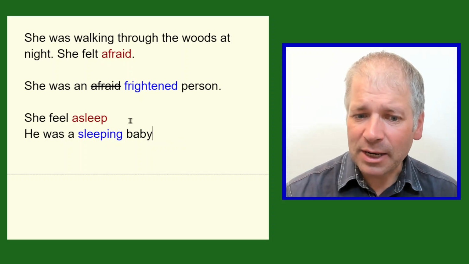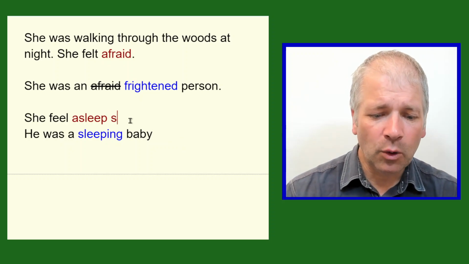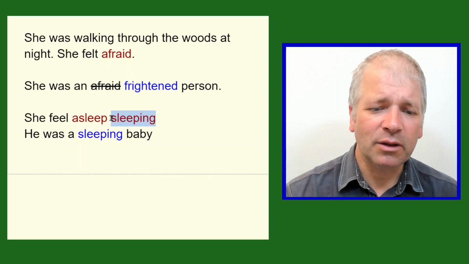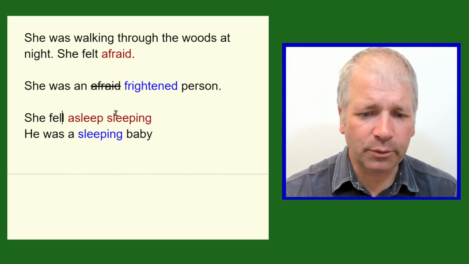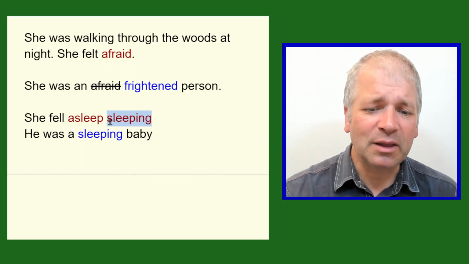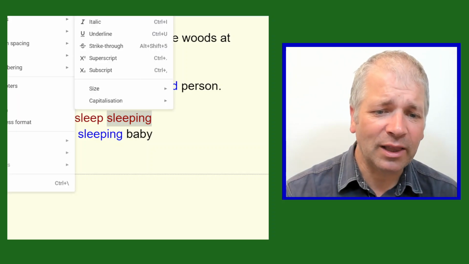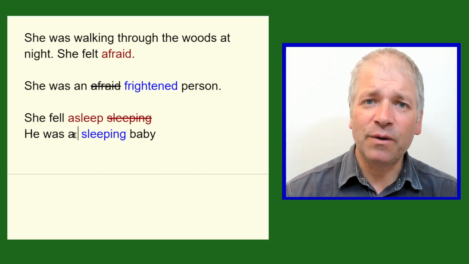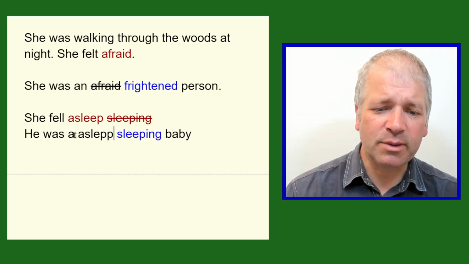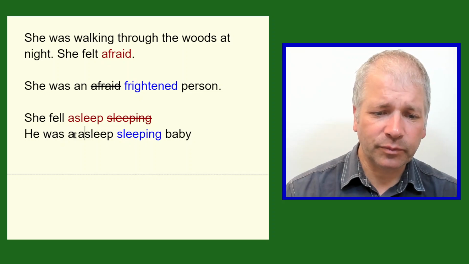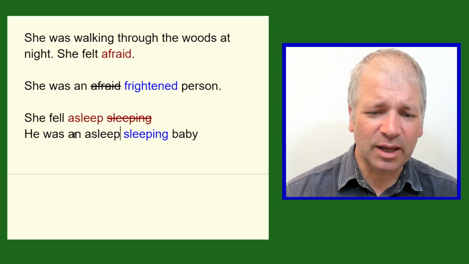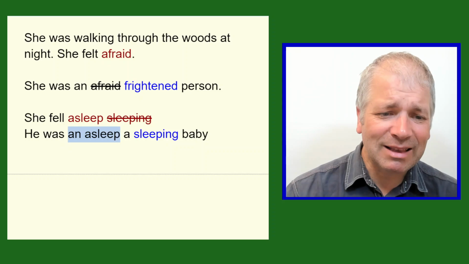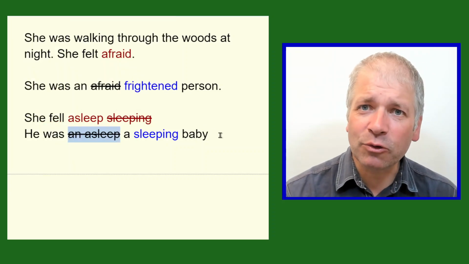Now this one's even better because in the verb form we can't say sleeping. We wouldn't say she fell, that should be two L's, she fell sleeping. You'd have to say she fell asleep. So we'll cross that one out. And then in the version before the noun, we don't say she was an asleep baby. We wouldn't say that. We would say she was a sleeping baby. So you have to make those changes with asleep.